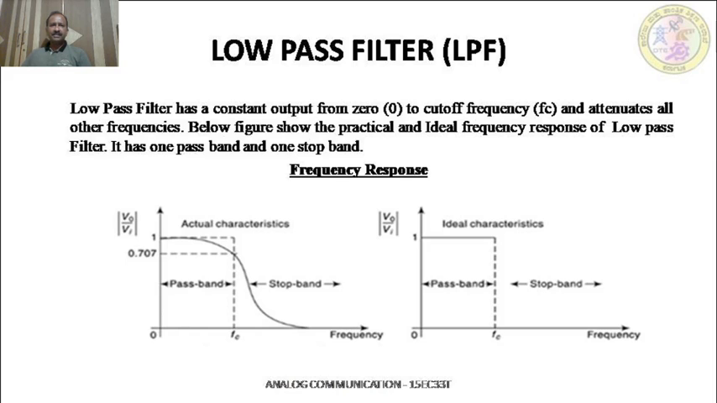Now in this case, for frequencies from 0 to the cutoff frequency FC, all the frequency components are passing from input to output by our filter circuit. For frequencies greater than the cutoff frequency FC, you are going to get almost zero output. That type of filter you are going to call a low pass filter. In a low pass filter, you have one pass band, one stop band, and one cutoff frequency.